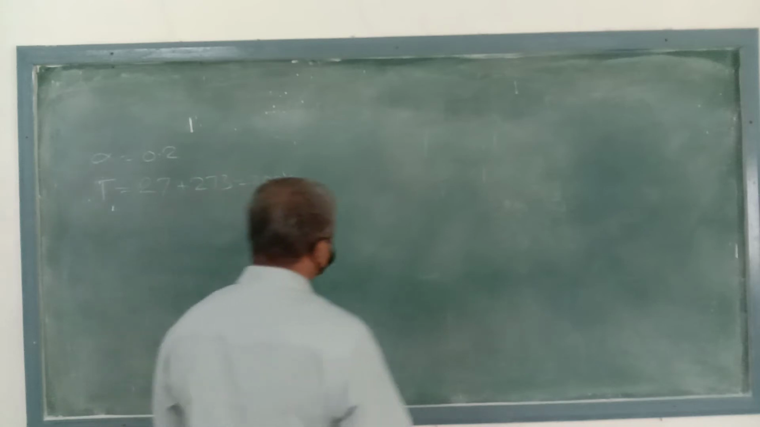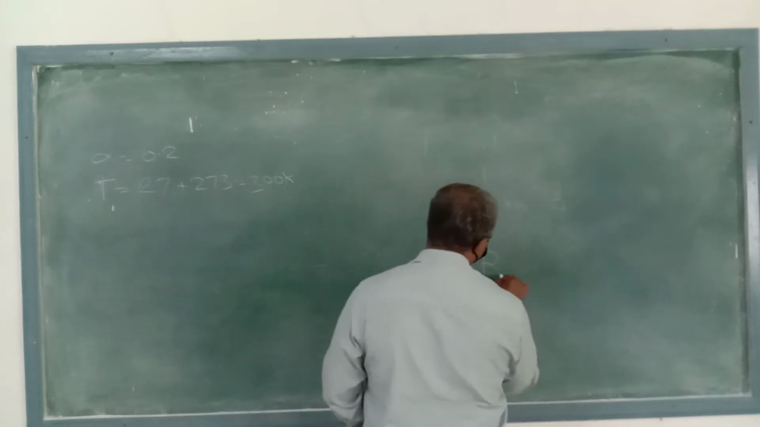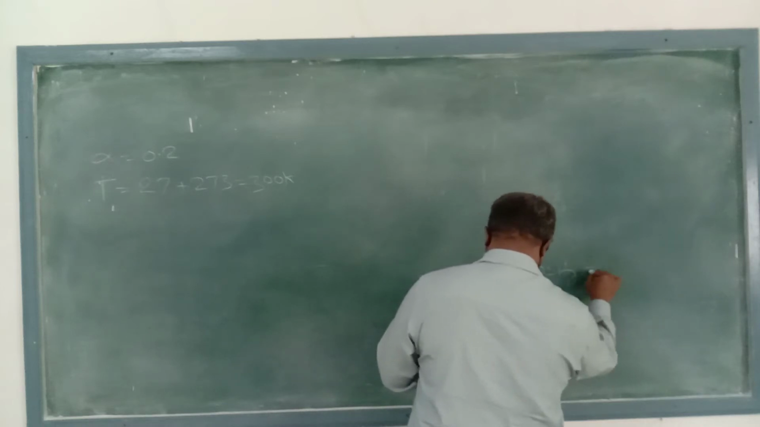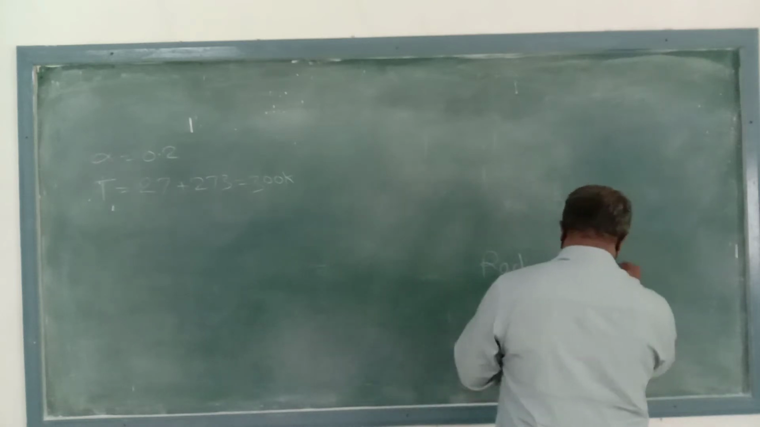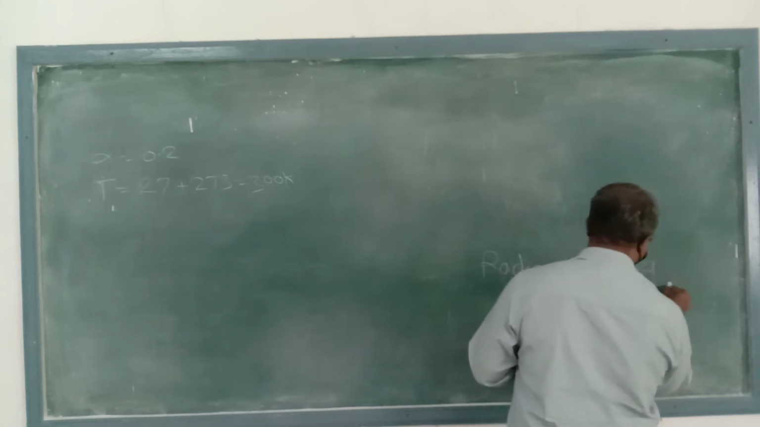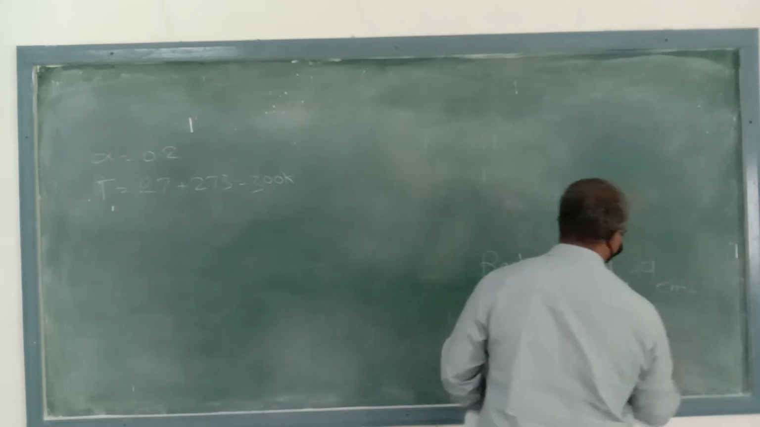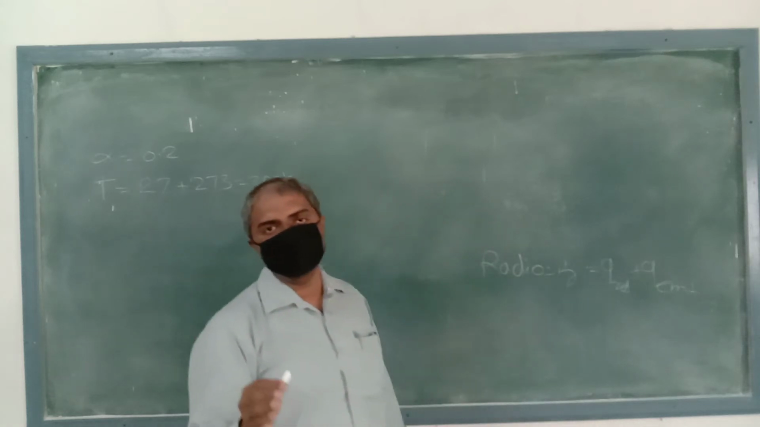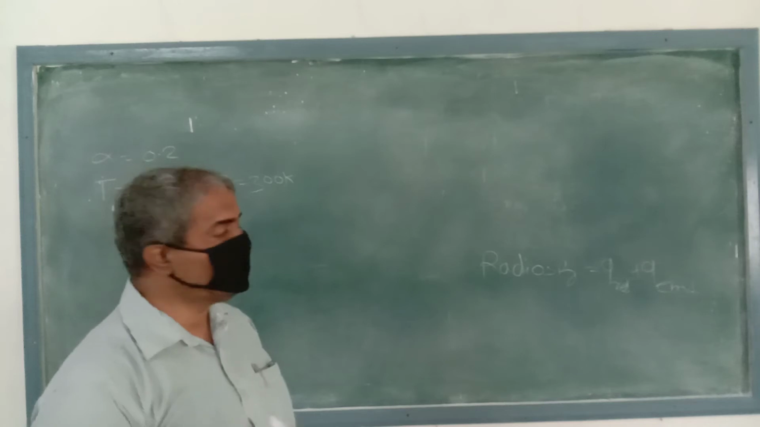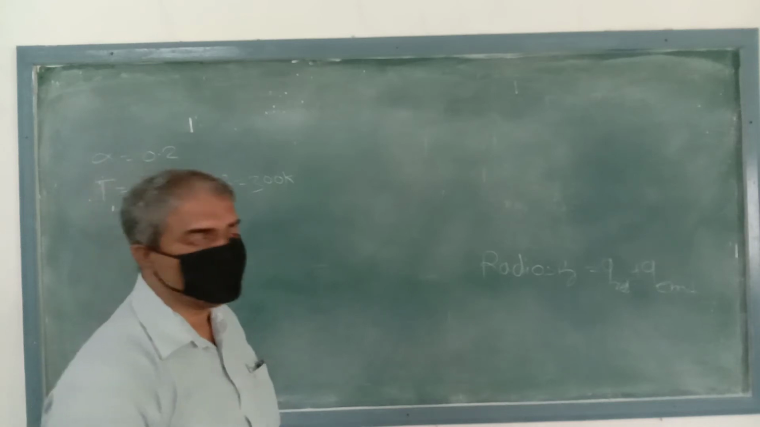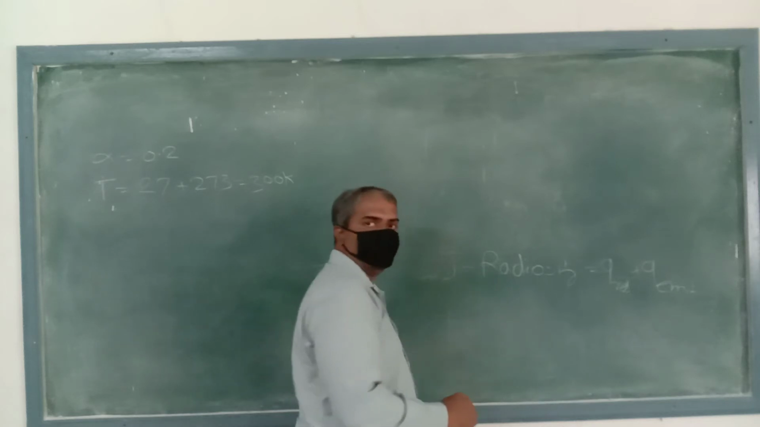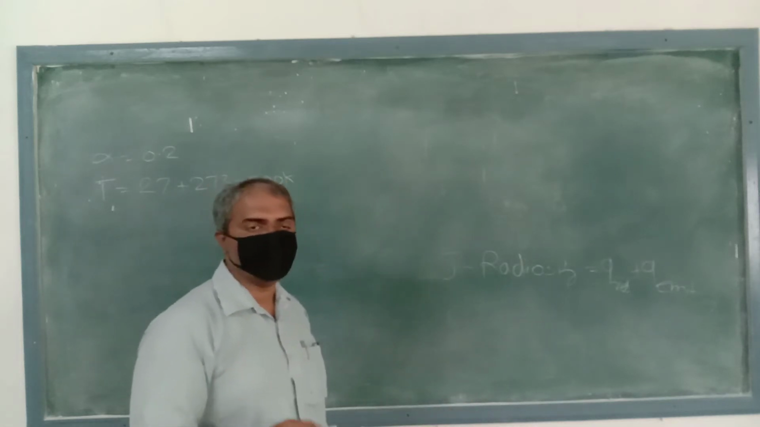So whenever we are going to calculate radiosity, we require Q reflected plus Q emitted. The amount of reflected heat and the amount of emitted heat, this addition gives you the radiosity, which is denoted by the letter J.